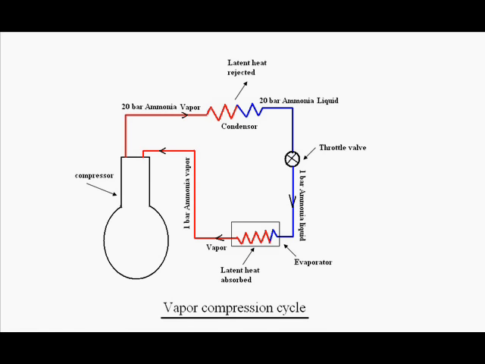Now what will be the COP, coefficient of performance, of the vapor compression cycle? We know that the definition of coefficient of performance is desired effect upon input. Now what is the desired effect here in the vapor compression cycle? The desired effect is cooling in the evaporator. So how is cooling taking place? By absorbing heat. So the heat absorbed in the evaporator by the refrigerant is our desired effect.